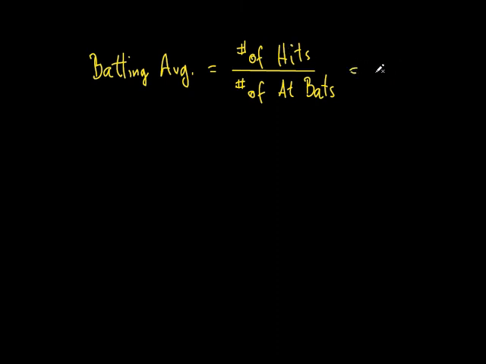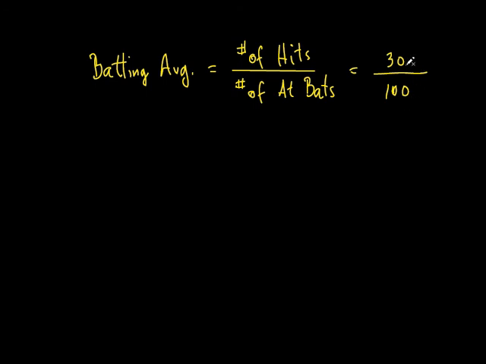But let's say, we'll make this real easy. We'll just make the division real easy. Let's say you went up to bat 100 times. Okay, so you had 100 legitimate times at bat. And let's say you got like 30 hits. Okay, so you got 30 hits and you went up 100 times.